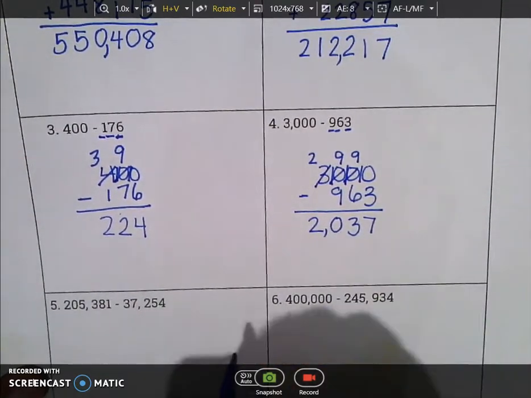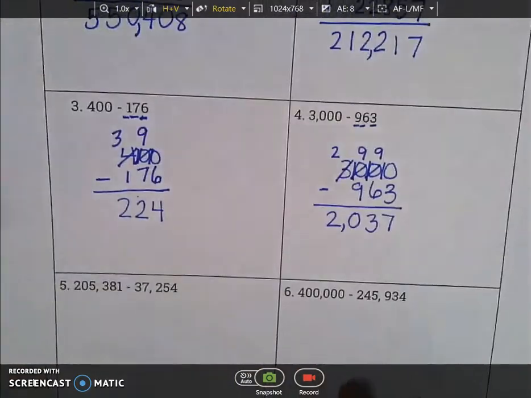1, 2, 3, comma. Don't mind my dogs drinking water in the background.